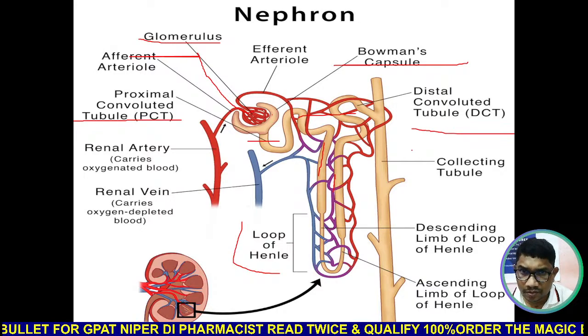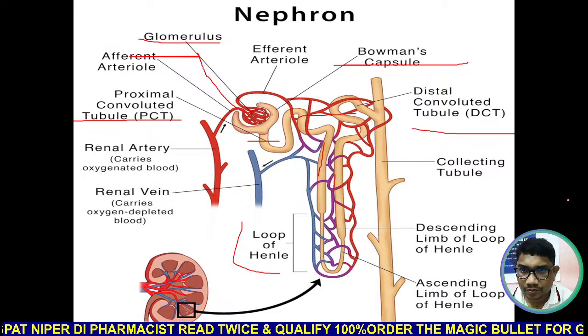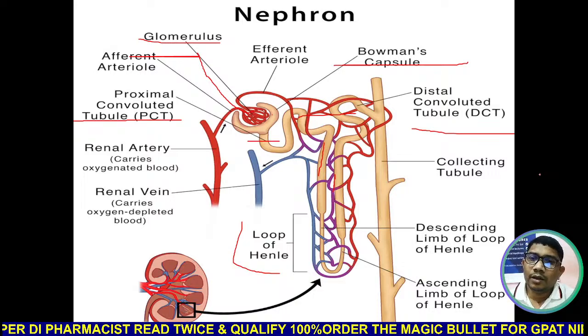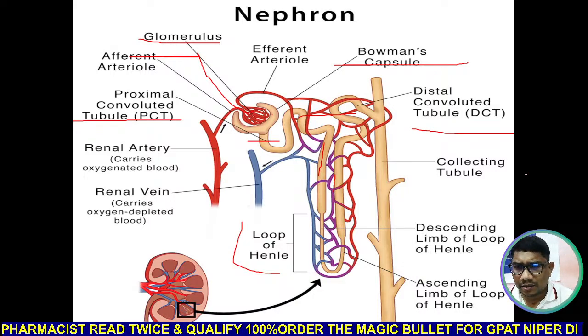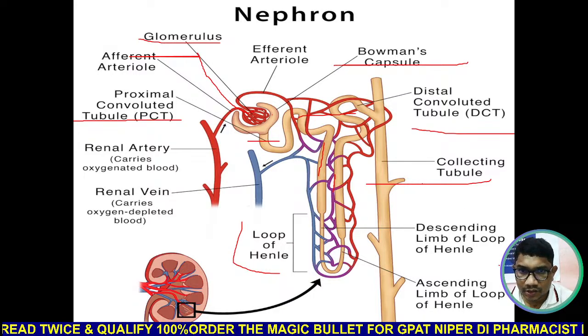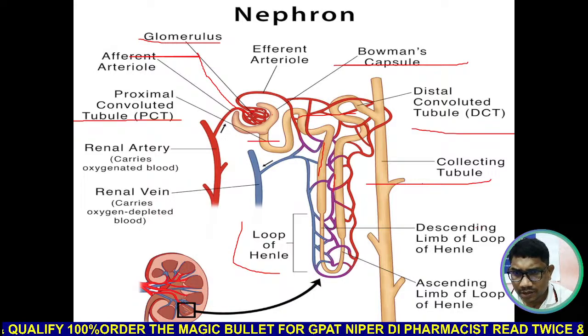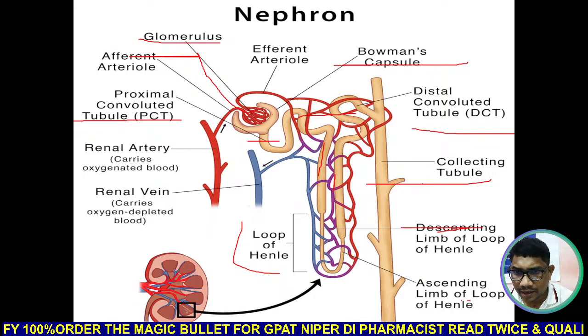Convoluted मतलब कर्व है वो, है ना. Then the sixth part is the collecting tubule. Now loop of Henle में दो पार्ट होता है, descending loop of Henle and ascending loop of Henle.